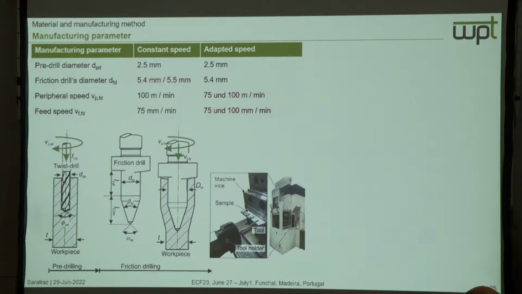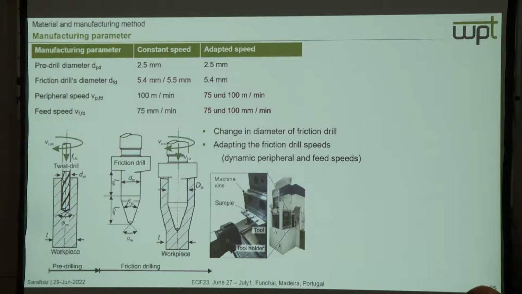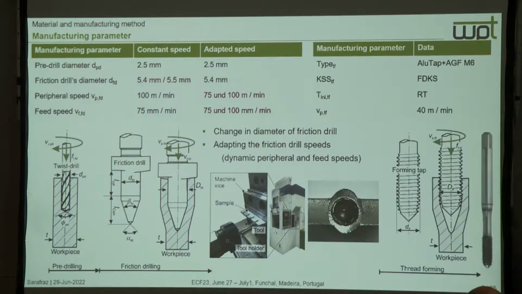Pre-drilling was constant with a diameter of 2.5, and we changed the friction drill diameter from 5.4 to 5.5. Another thing we changed is using dynamic tool speeds: we reduced both tool speeds by 25% at the beginning of the process while penetrating the conic shape into the material, and after that we increased them to normal speeds. The thread forming process was performed with constant process parameters, as you can observe in this table, and at the end we have this thread that you can see from the top.